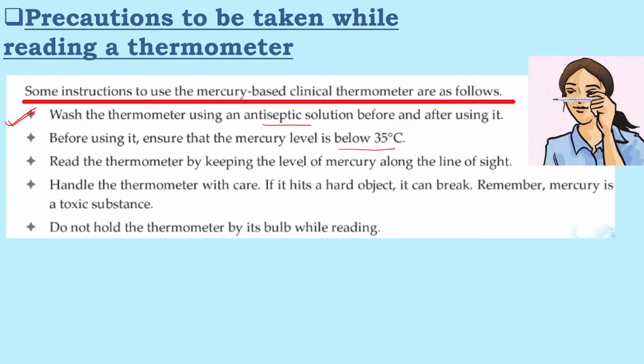After that, while reading the thermometer, keep it at eye level, so that you avoid error. All these things are done to avoid error. Then you hold the thermometer. Do not hold it by the bulb. Don't hold here; you have to hold it on the other end, and read it properly. This is how we are going to use the thermometer while reading it.